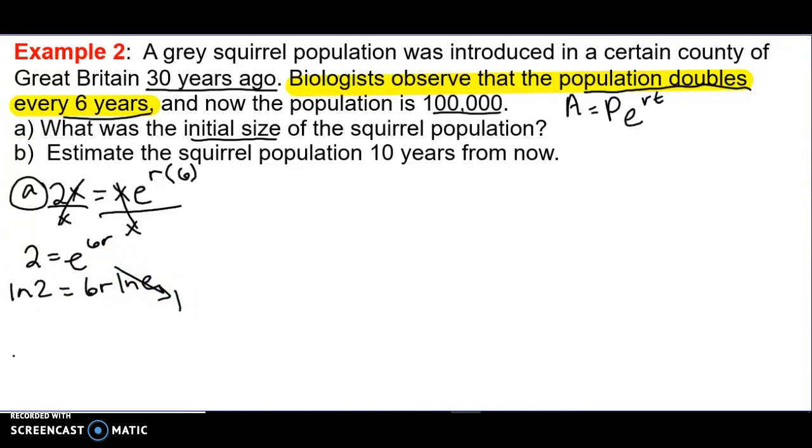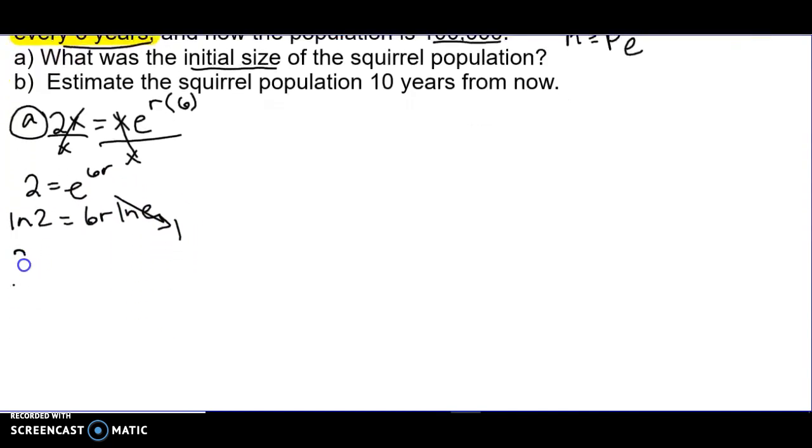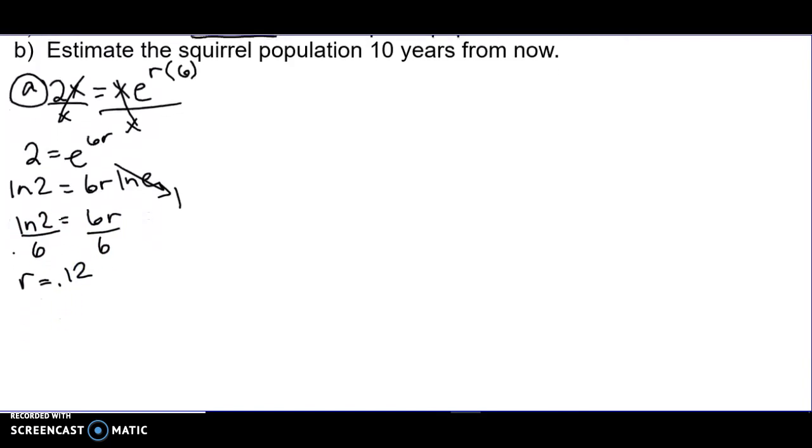Remember, ln of e becomes 1. So you have ln of 2 equals 6r. Divide both sides by 6, and we get our rate to be 0.12, which means my equation reads A equals P times e to the 0.12 times t. So we can use this equation with the rate to help us find out exactly what the principal is.